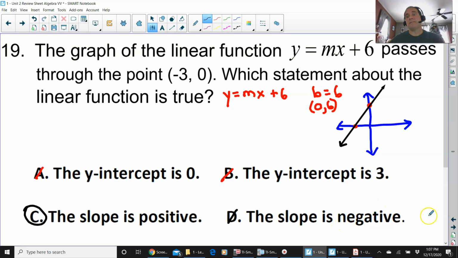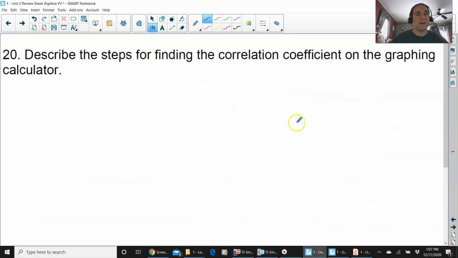Sketch your line. Number 20. Describe the steps for finding the correlation coefficient on a graphing calculator. All right. Go ahead, look at your notebooks. Let's go through all of the steps.